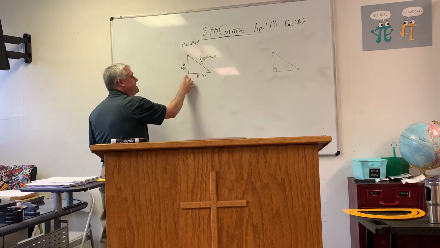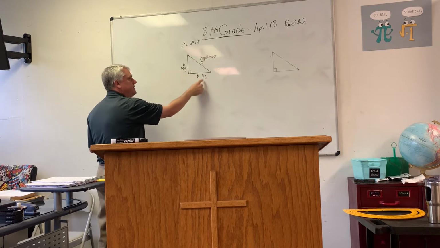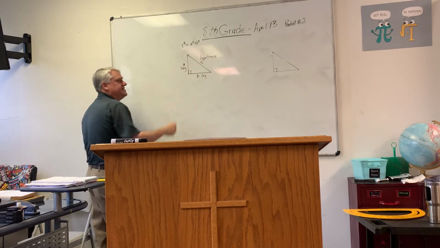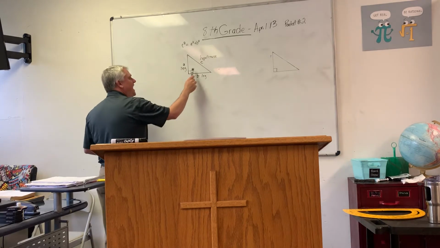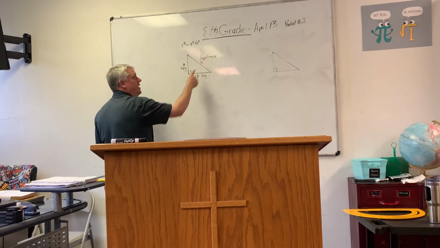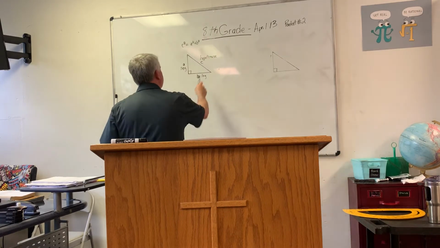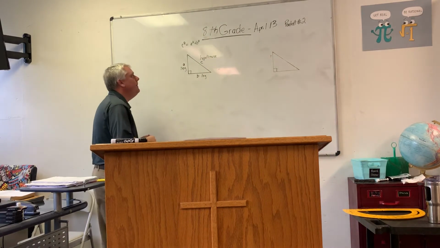The sides that are adjacent, or connecting directly to the right angle, are called legs. These sides are called legs. The side directly across from the 90-degree angle, the right angle, is called the hypotenuse. It's very important that you understand what the legs are and what the hypotenuse is. You see that word, learn how to spell it there.